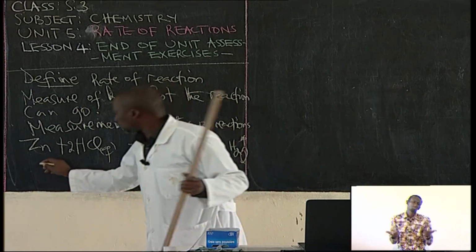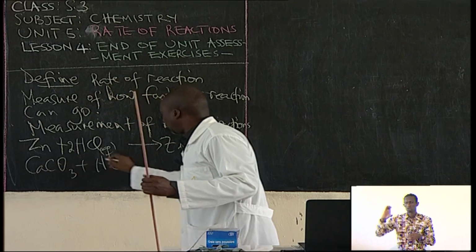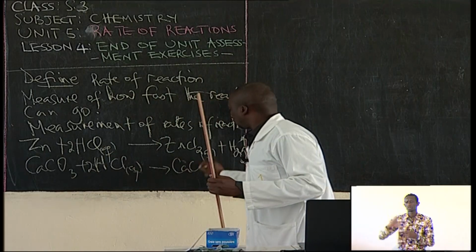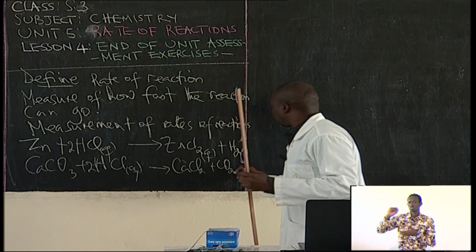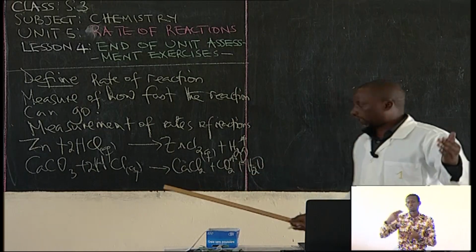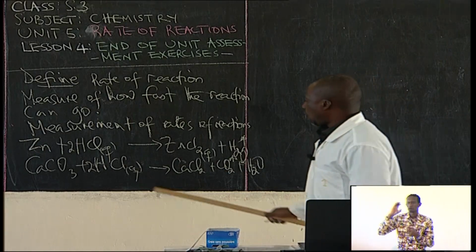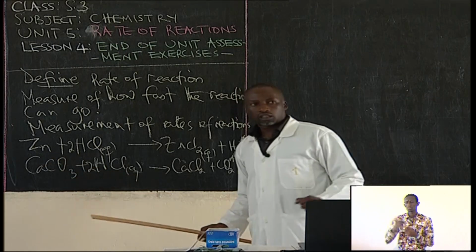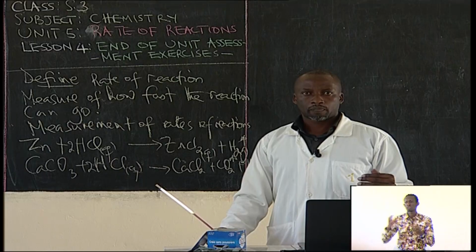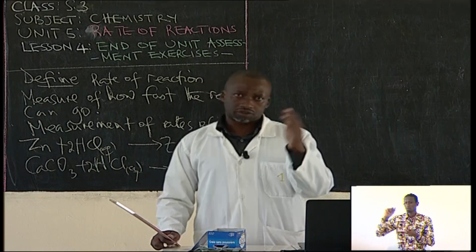Or we can use any other reaction. If we use calcium carbonate plus hydrochloric acid, this will give calcium chloride plus carbon dioxide plus water. It still gives a gas, carbon dioxide. So how much carbon dioxide is produced, or how much of the calcium carbonate is being used up. And we interpreted these reactions using different graphs, if you remember.